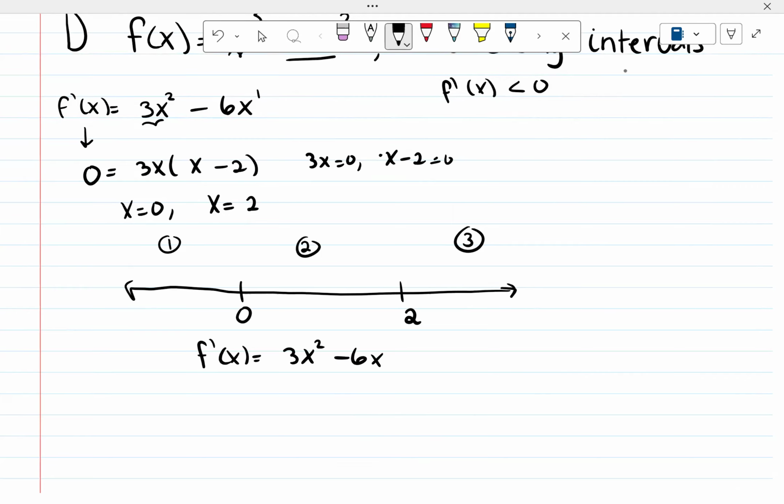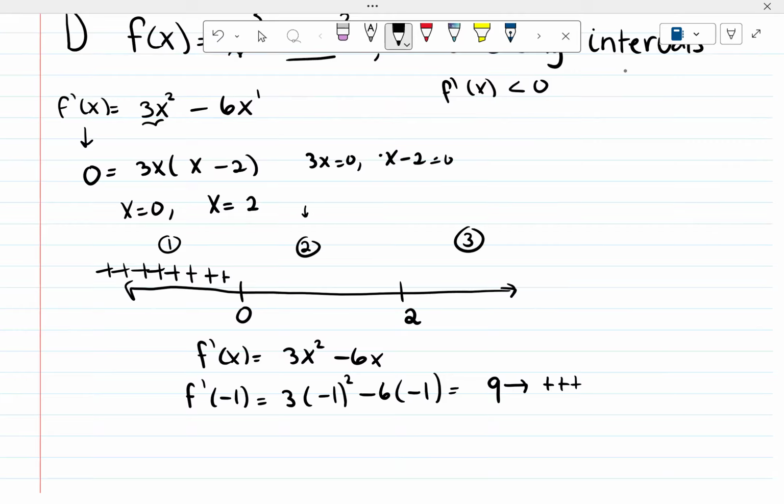So let's test region 1. What's a number less than 0? It could be any number. I'm just going to use negative 1. So when I plug negative 1 into f prime, what do I get? Well, I don't really care about the number itself. I only care about the sign. If you use a calculator, it spits out a positive 9. Now, I don't care about the number, I just care about the sign. It's positive, so you're going to use a plus. If your final number is negative, you're going to put a minus. So in region 1, it's going to be positive.